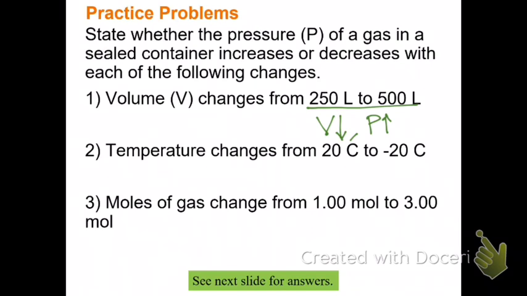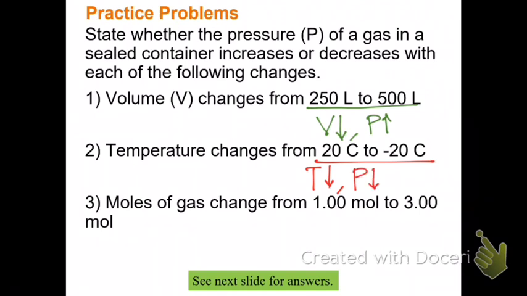All right, the second one here is temperature. How would that affect pressure? So for this one, temperature changes from 20 degrees Celsius to negative 20 degrees Celsius. So this is a drop in temperature. So temperature decreased. How would that affect pressure? Temperature and pressure are directly related, directly proportional, and so pressure would decrease here.